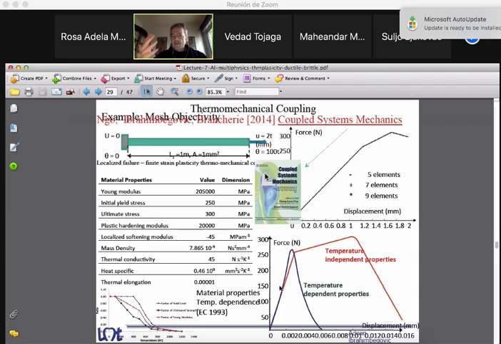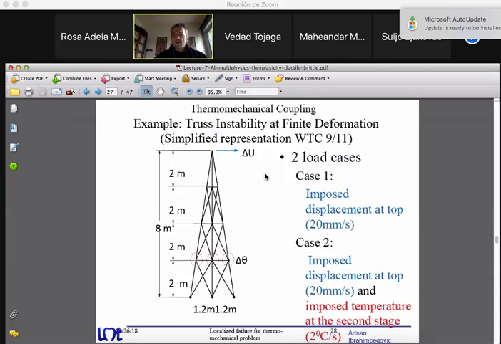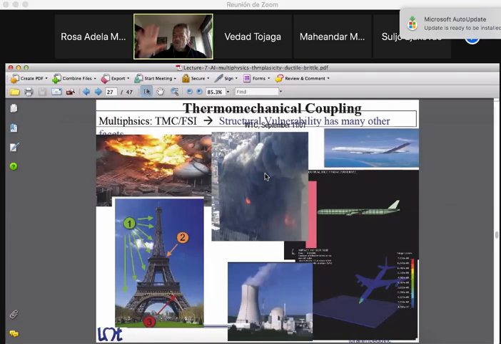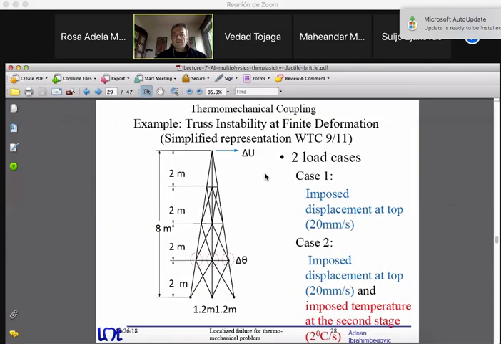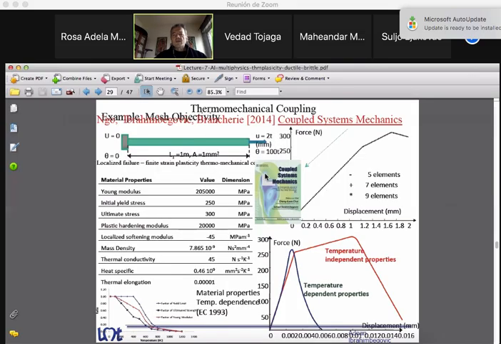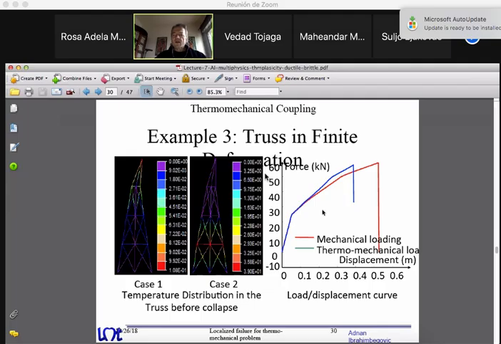And that is the explanation why the World Trade Center went down, because you lost all the ductility, which is typical of steel. And then the failure came in a very quick manner. Here is this simultaneous computation with the thermomechanical loading, and you can see that you can break the structure faster if you attack with both thermomechanical loading as opposed to only mechanical.